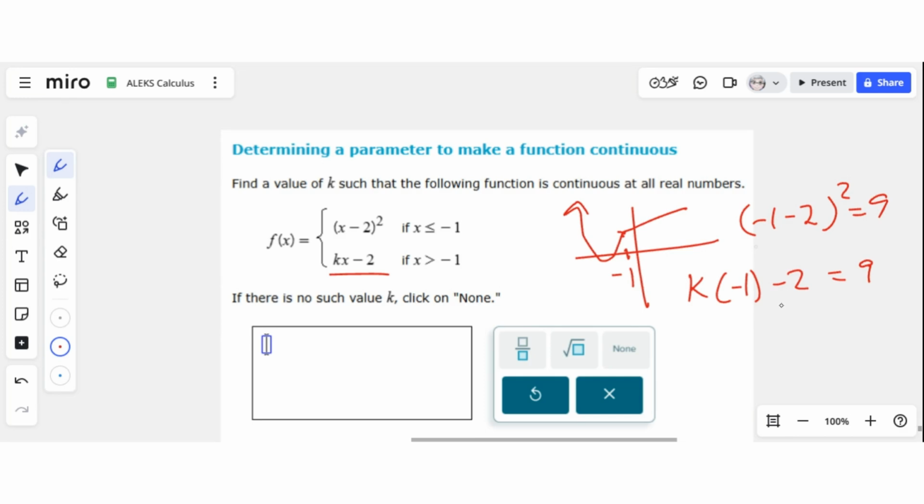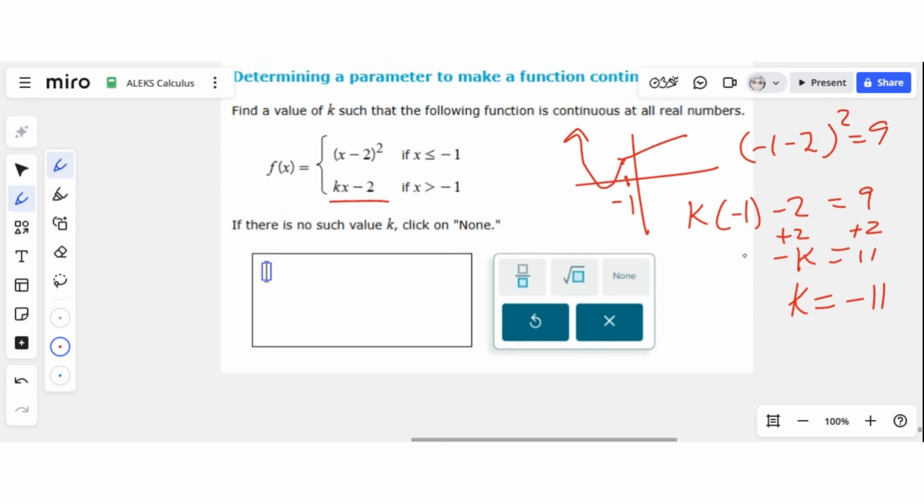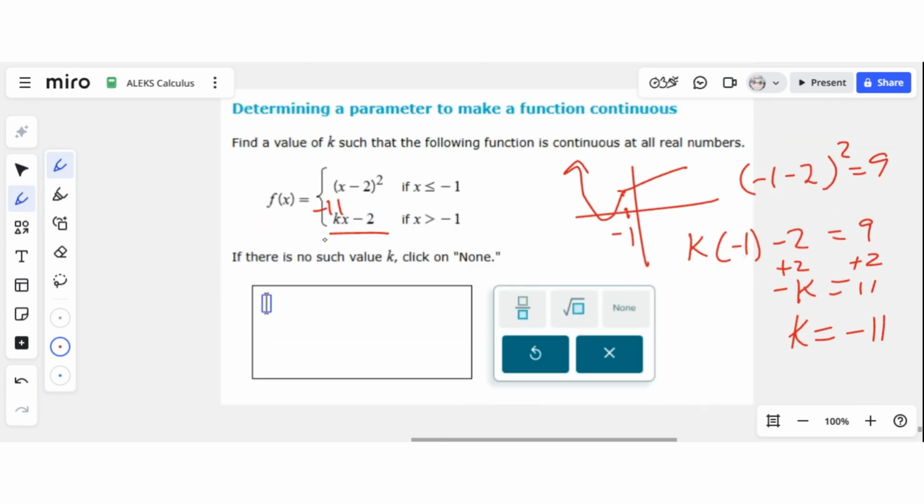So -1 times -2 is 2, k times -1 minus 2. Let's add 2, and we've got 11 then over here. And then we've got -1 times k is -k. So if -k equals a +11, we can multiply both sides by -1. We've got +k equals -11. So if we have -11 here, that means this function will be continuous and it'll connect right there. So our answer, -11. Let's try one more like that.